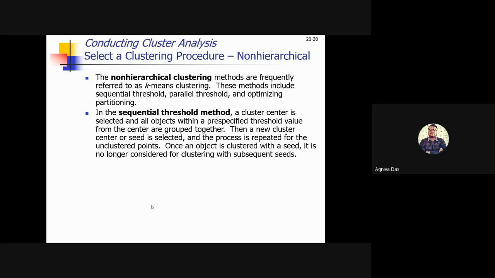Then the new cluster center or seed is selected, and the process is repeated for unclustered points. Once an object is clustered with a seed, it is no longer considered for clustering with subsequent seeds. So this is sequential: once it has been clustered with a seed, it will not be considered. Why? Because it is already gone. They have passed that sequence.